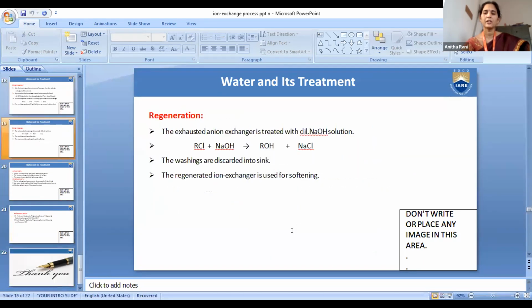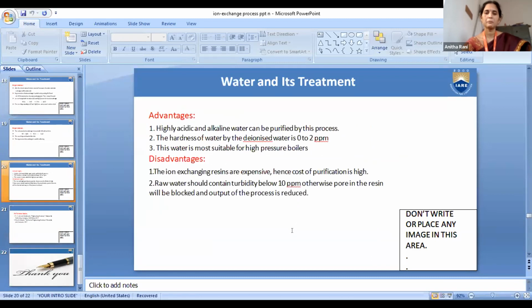Okay, I will repeat advantages, disadvantages, then we will discuss potable water. So advantages of ion exchange process, ma. Students, you understood, no? Yesterday's topic ion exchange.